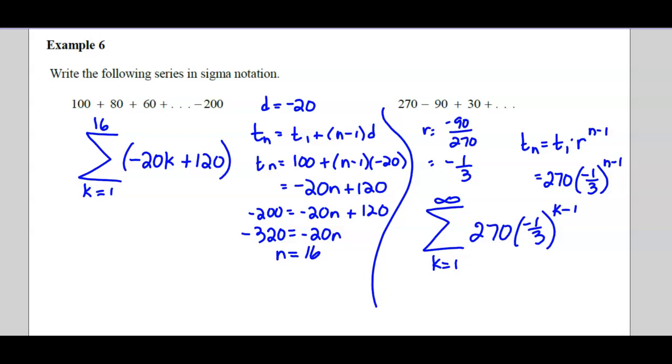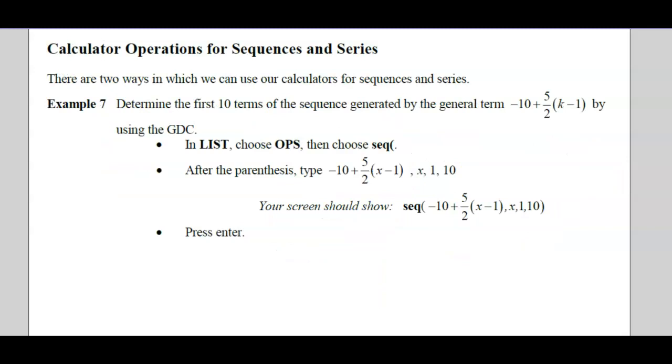Okay, so there's some notes there on calculator operations for sequences and series. I'm going to leave that for you to do on your own time. It's not going to be on the test. It's just kind of interesting for you to be able to generate the terms in a sequence, that kind of thing. So that calculator part is up to you. If you take HL, we'll kind of look at this again in terms of the calculator, but you're not going to be asked to use it specifically.